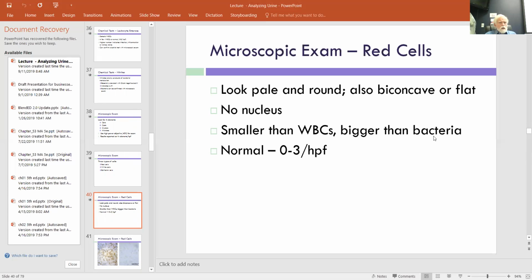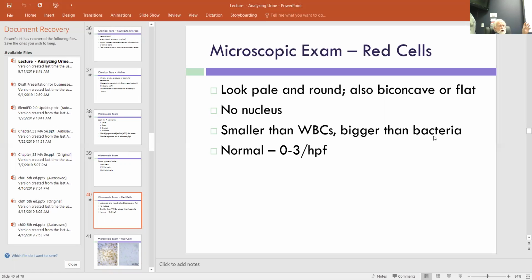Well, they're round. They're biconcave. Remember, a red cell looks like a donut with the hole partially filled. They look clear and pale on the microscope, largely because unless there's a lot of them, there isn't enough hemoglobin there, and the light will shine through. They are what we call enucleated cells. They do not have a nucleus, so there's no dark spot in the middle. That's one way you can distinguish them from certain kinds of bacteria. You can see that dark spot, which is the nucleus in those bacteria.